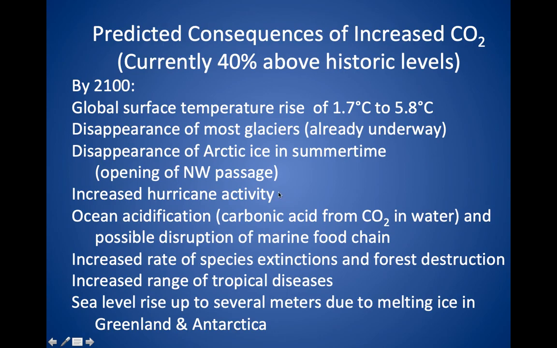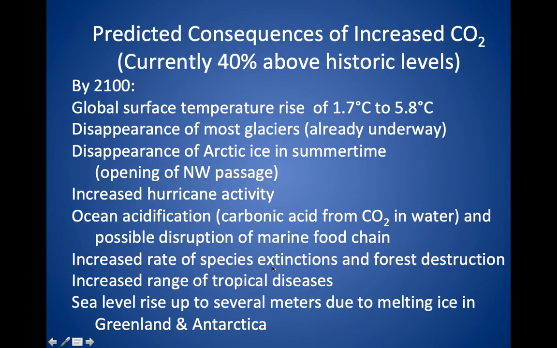With more energy in the atmosphere, more heat in the atmosphere, we expect more hurricane and typhoon activity. As I just mentioned, we expect the oceans becoming more acidic. And it's not really clear what that will do to the plankton and algae in seawater. It may actually affect the marine food chain.